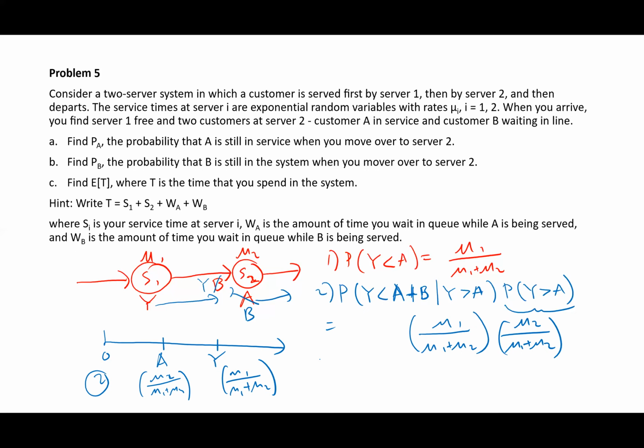So if I add up the results together, the probability that I wait for B is simply mu1 over mu1 plus mu2, plus mu1 over mu1 plus mu2 times mu2 over mu1 plus mu2. Then you can simplify this if you want to get a simpler-looking answer, but you could also leave it just like this as well. So that's the answer to part B.